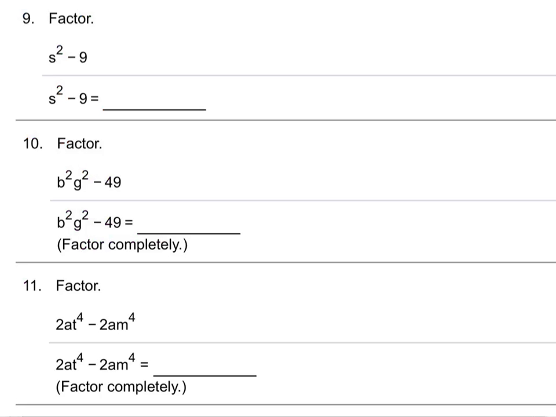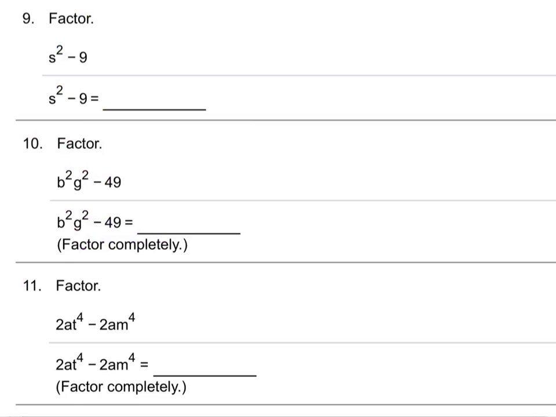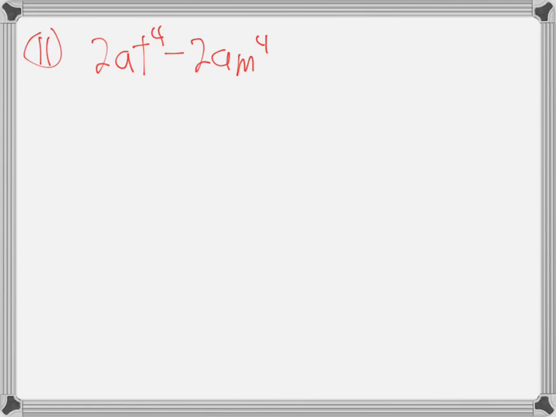All right, let's try another one. How about 11, 2a t to the 4th minus 2a m to the 4th, is that right? Yeah, that's a hard one.